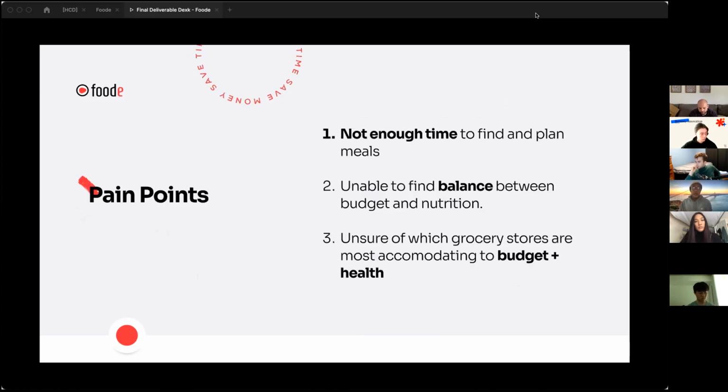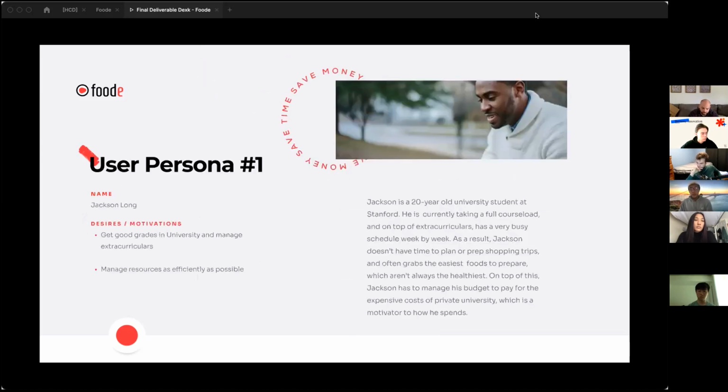And so the three main pain points that we pulled from our user research were that there was not enough time to find and plan meals with the excessive work that's needed. There was a difficulty in finding a balance between getting healthy food and maintaining a budget. And finally, there was an inability to see which stores accommodate their budget and the help that they need. And so moving on to user personas, Sabrina will introduce the two users we have.